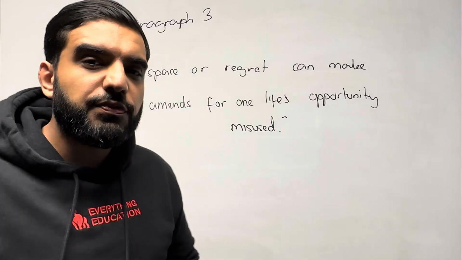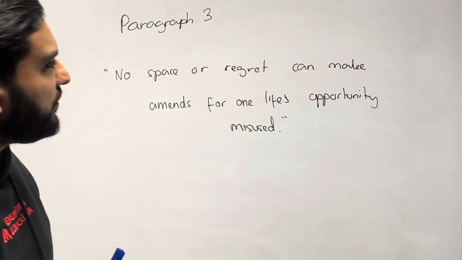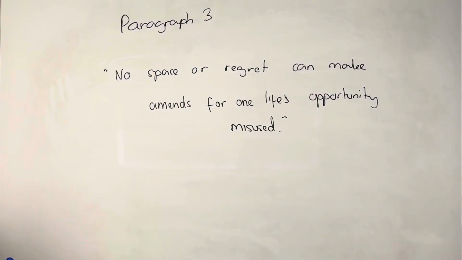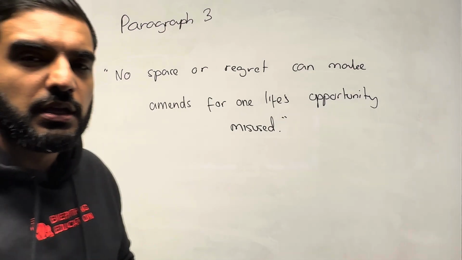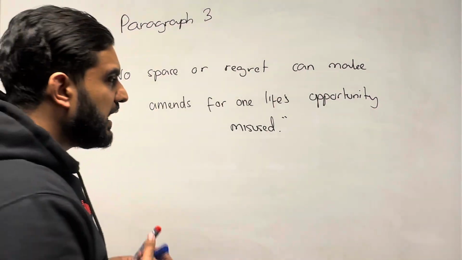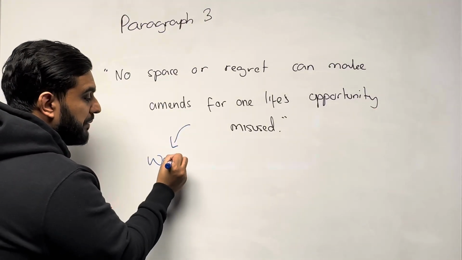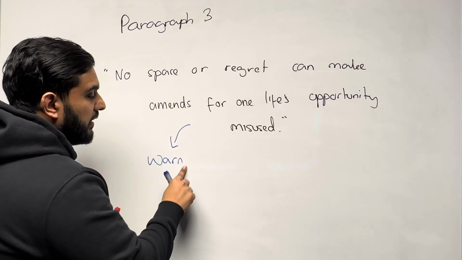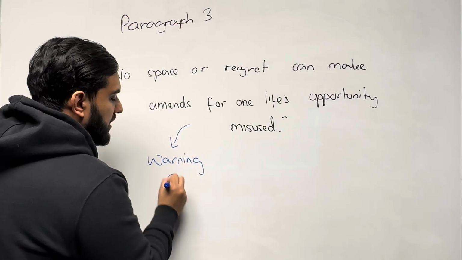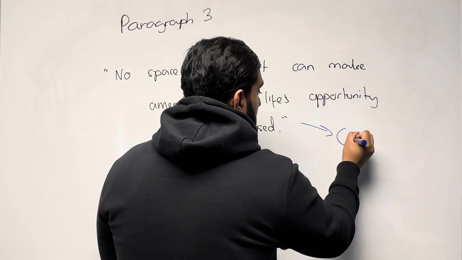For paragraph number 3, we can use this quote. No space or regret can make amends for one life's opportunity misused. And for this one, I have a very straightforward point. In this quote, guys, the character of Scrooge can be seen as a warning. That is what we can use in this quote.